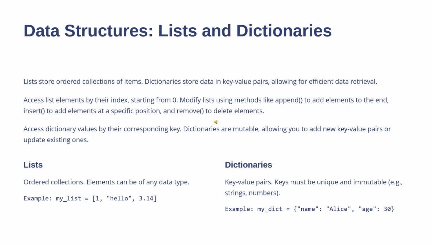Lists are ordered collections. Elements can be of any data type. Example: my_list = [1, "hello", 3.14]. Dictionaries hold key-value pairs. Keys must be unique and immutable, for example strings or numbers. Example: my_dict = {"name": "Alice", "age": 30}.